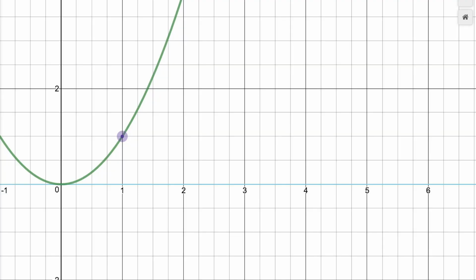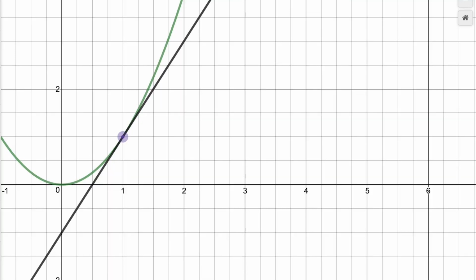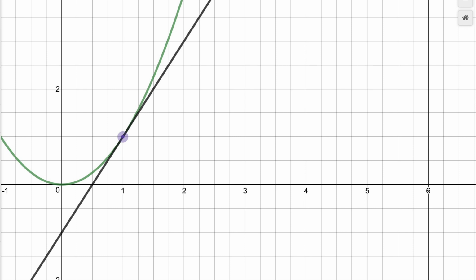The correct question would be, what is the slope of y equals x squared at x equals some certain point? So let's say we wish to find the slope at x equals 1. The first thing we must do is draw a tangent line to the graph. A tangent line is a line that touches the graph at only one point. Our goal right now is to find the slope of this tangent line. So let's go about it.